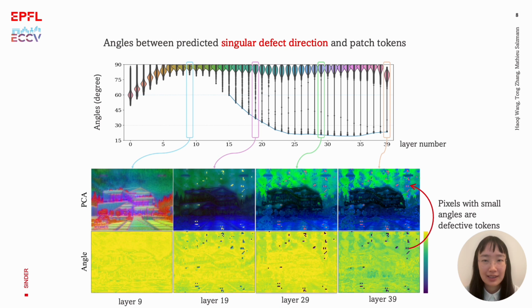Now we visualize the predicted singular defect directions. This violin plot shows the angles between the predicted singular defect direction and patch tokens of each layer. We can see that most angles concentrate around 90 degrees, while some outliers are close to our predicted singular defect direction. And these outliers are exactly those defective tokens, as shown by the figures in the last two rows.